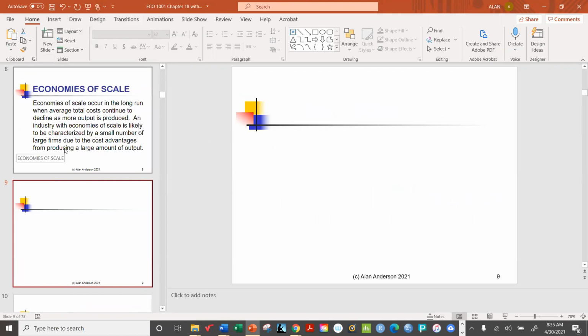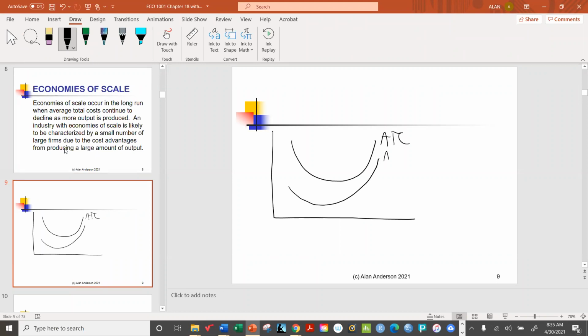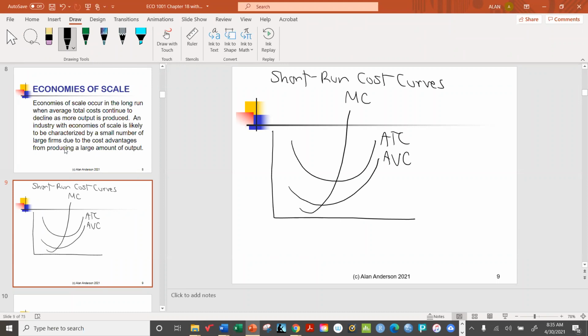What that means is that in the long run, let's go back to the beginning. In the short run, we know what average total cost curves look like. Let's say we have our average total cost curve, our average variable cost curve, and then our marginal cost curve. This is typical for short run cost curves, and we've seen this many, many times.